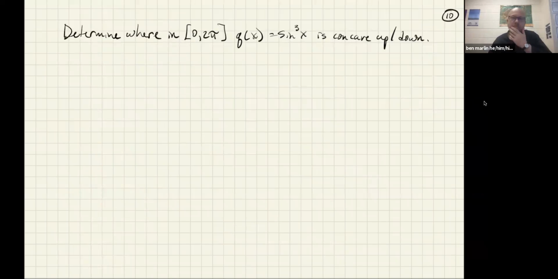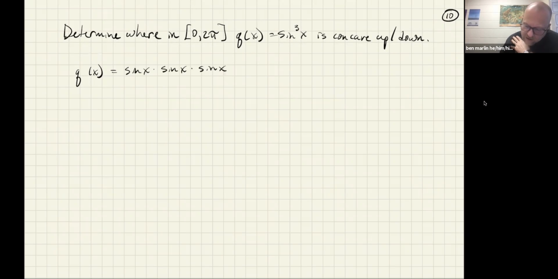So this one, we're going to determine where the function is concave up and concave down. So we're going to have to get q prime of x in order to get to the q double prime. We don't have the chain rule yet, do we? Oh, that changes how I was going to write this out. So let me change this in order to write q of x equals sine x, sine x, sine x.